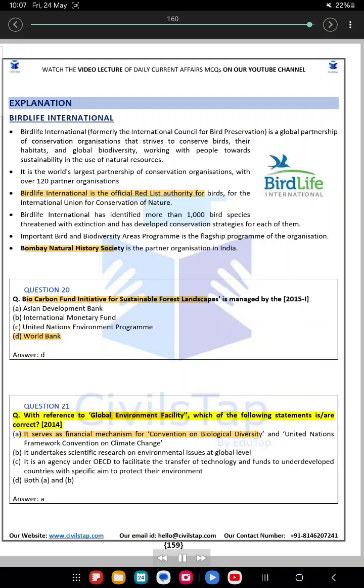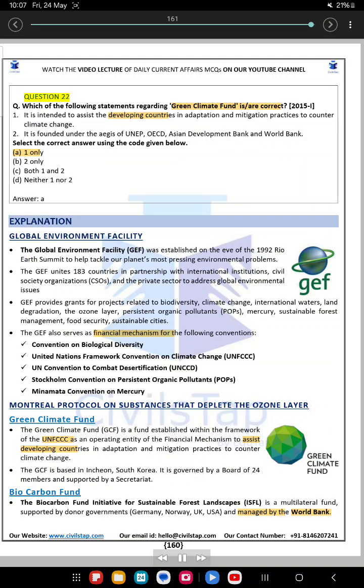Question 21. With reference to Global Environment Facility, which of the following statements are correct? 2014. A. It serves as financial mechanism for Convention on Biological Diversity and United Nations Framework Convention on Climate Change. B. It undertakes scientific research on environmental issues at global level. C. It is an agency under OECD to facilitate the transfer of technology and funds to underdeveloped countries with specific aim to protect their environment. D. Both A and B. Answer A.